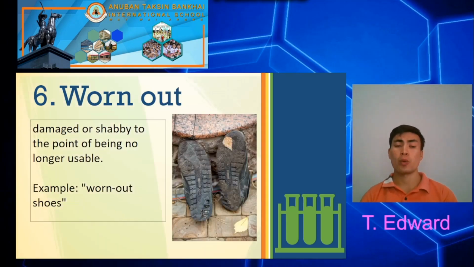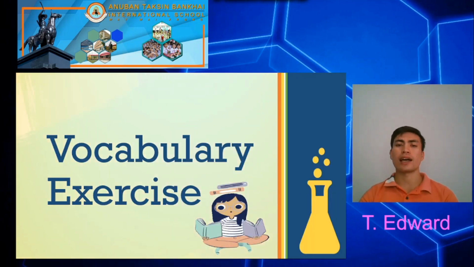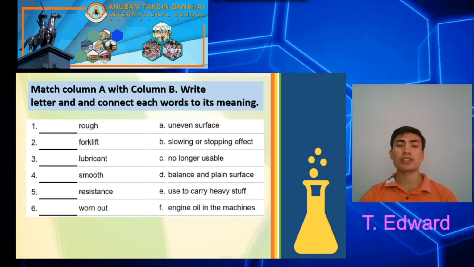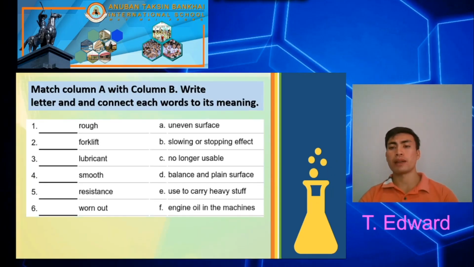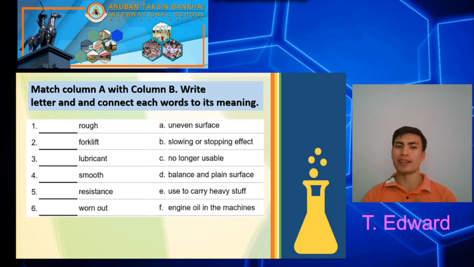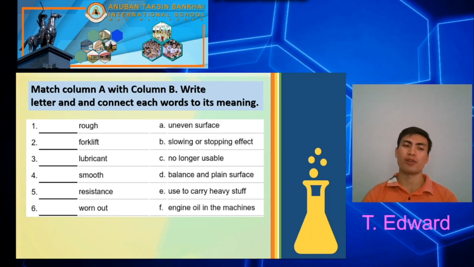Number 6, worn out. Worn out means damaged or shabby to the point of being no longer usable. For example, Teacher Edward will buy new shoes because my old shoes are already worn out. Now for our vocabulary exercise, you are going to match all the terms with their corresponding meaning. I want you to pause the video and answer this one. Pause the video now and come back when you're finished.